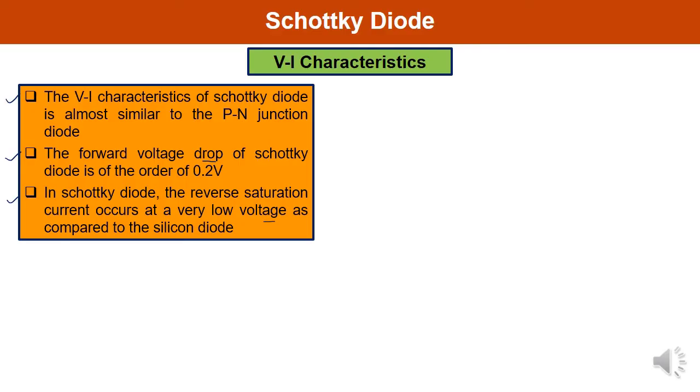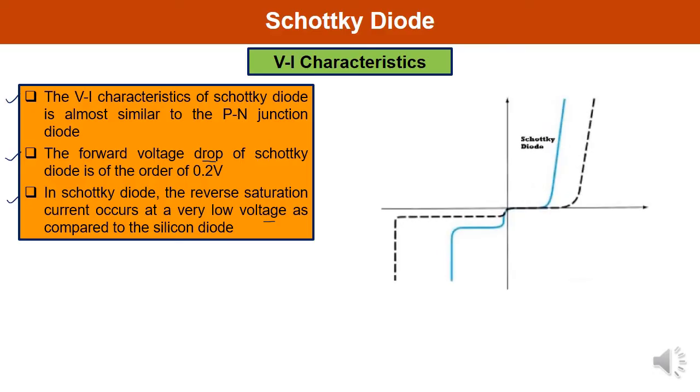So you must remember all of these points, then only you will be able to draw the accurate VI characteristics for the Schottky diode. You can see in this particular diagram, on the x-axis voltage is being taken. So if this is the forward voltage, VF, and let us say if this is the reverse voltage, VR, IF is the forward current, and if this is the reverse current, IR.